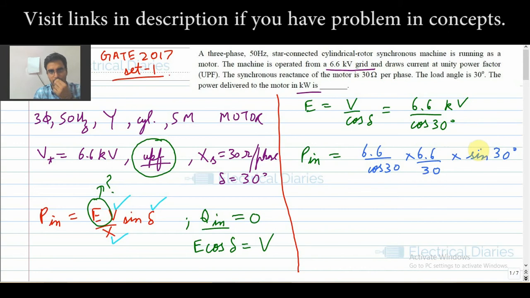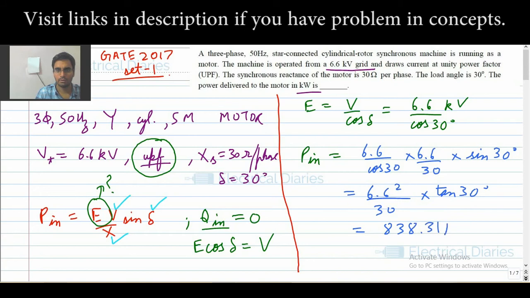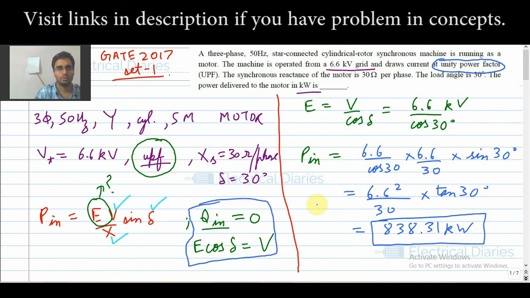One thing you can get from this is 6.6 squared divided by 30 into tan of 30 degrees. On solving this, what you will get is 838.31 kilowatts. The key element in this question was that you should know the meaning of UPF, drawing current at UPF. That is the main point, because from there only you get this. We are done with this question.